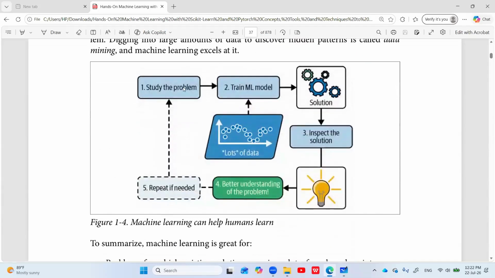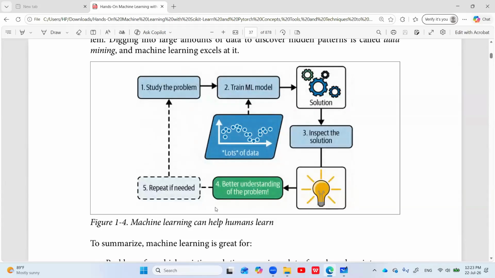So what you can do is study the problem and train the machine learning model according to that. Then you are providing the solution. Then you are inspecting that solution, discovering the patterns. While understanding the patterns, you will understand the problem better. If you understand the problem better, you can repeat it. Again go to the first step and move that way.